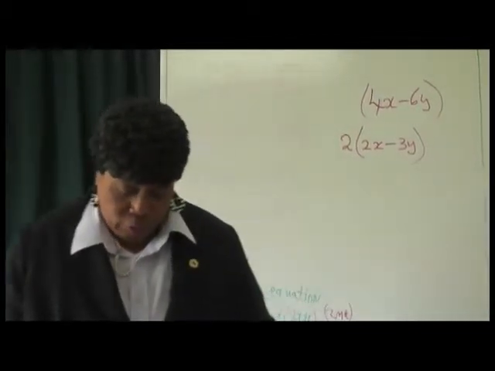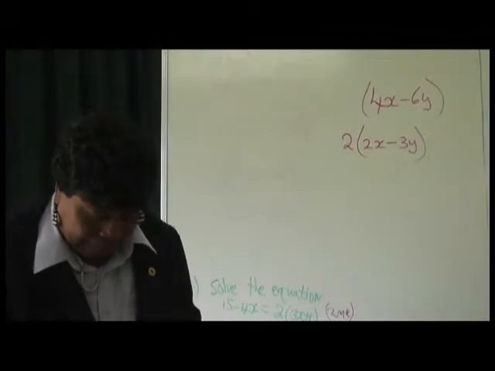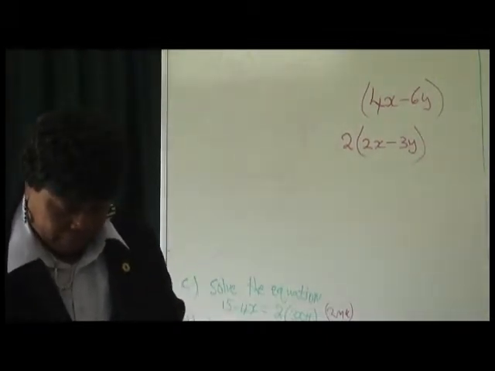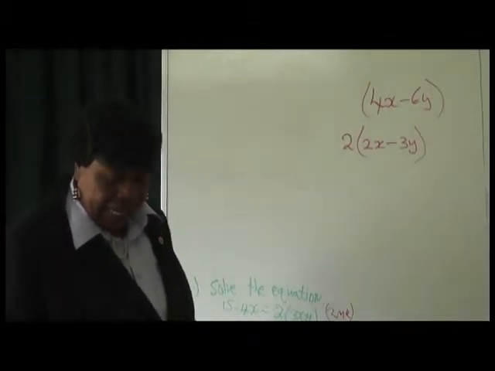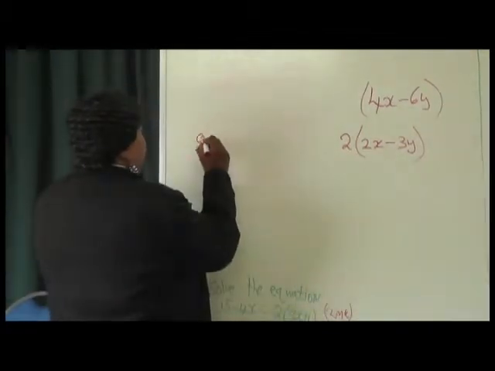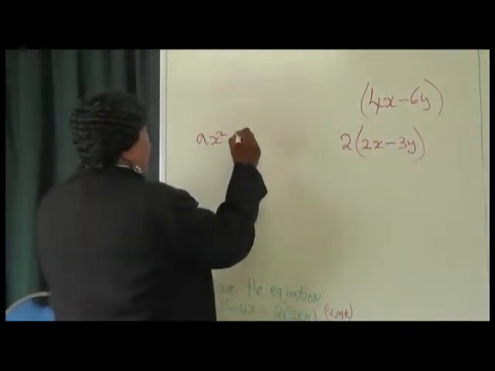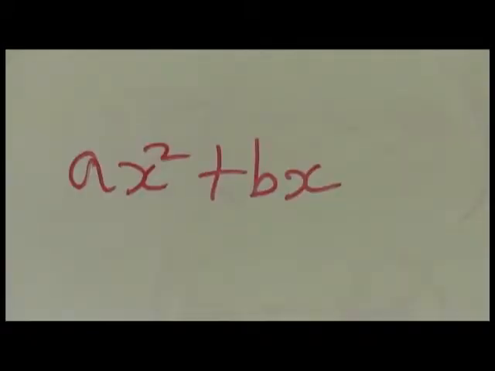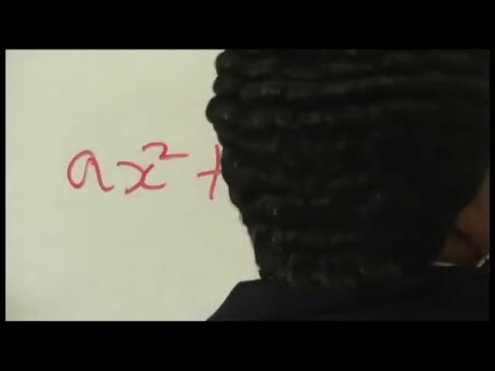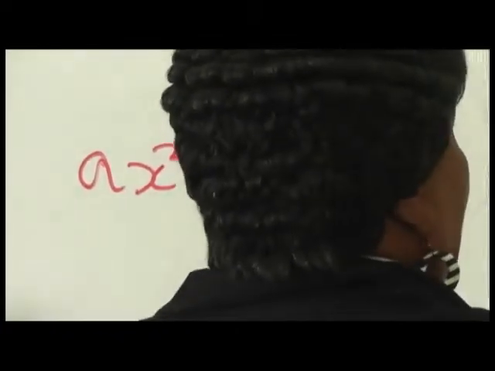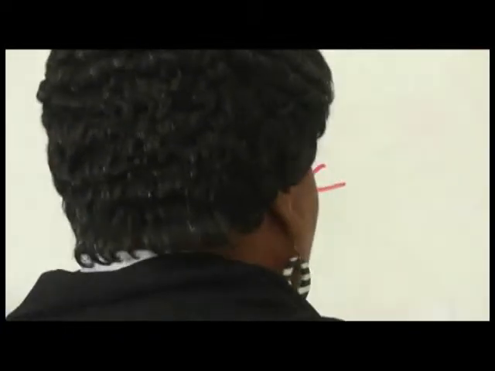Alright? Good. So, let us look now and see what happens when we expand this. Where are we going with this one? It is ax squared plus bx. Ax squared plus bx, and we are asked to factorize that. So we're looking for common factors, and they must be common to both terms.